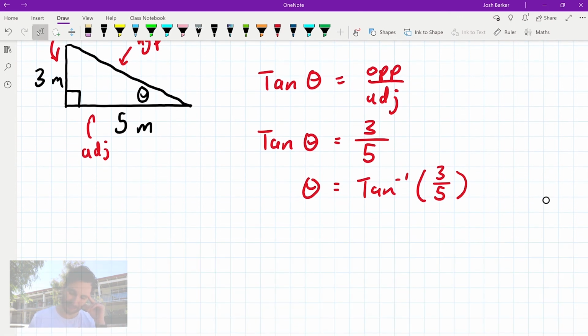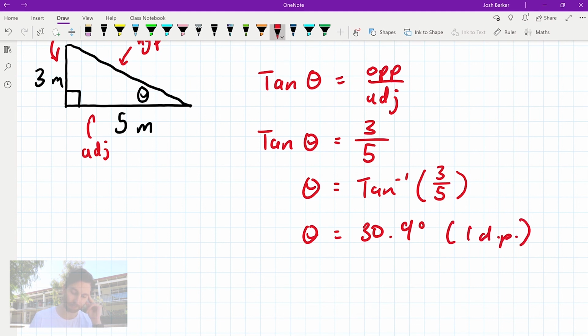Okay, so once you've done that, so say shift tan bracket 3 divided by 5 close bracket if you're using a calculator. You will be using a calculator for this. That'll give you an answer of 30.9 degrees, and that's to 1 decimal place this time.